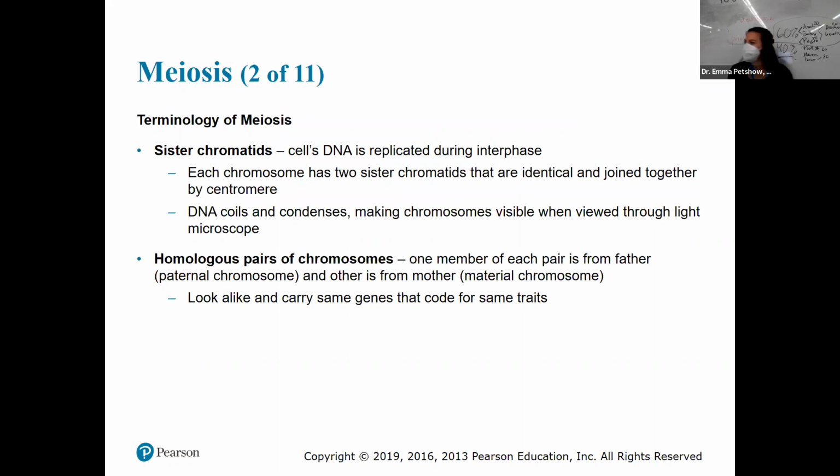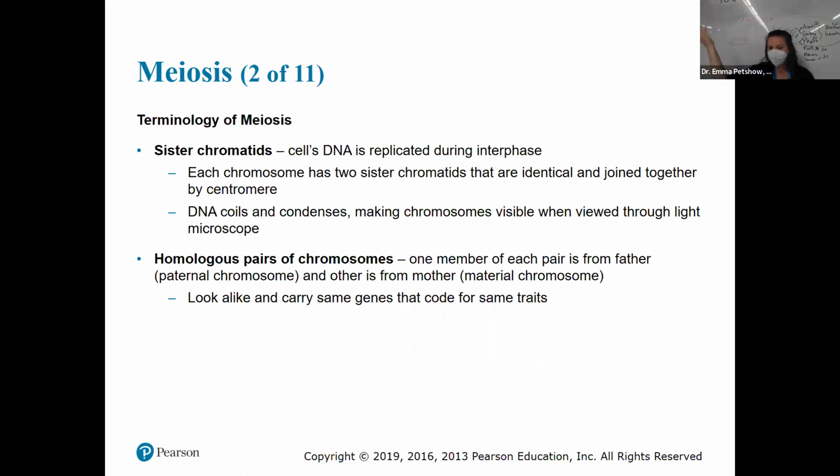So first, just some terminology, so we're all on the same page here. Our sister chromatids: a cell's DNA is replicated during interphase. Each chromosome has two sister chromatids. They're identical, and they're joined together by a centromere. I teach genetics, so let me know if I'm going too slow or too fast, because I'll otherwise just speed through this. So each chromosome has two sister chromatids joined together by a centromere.